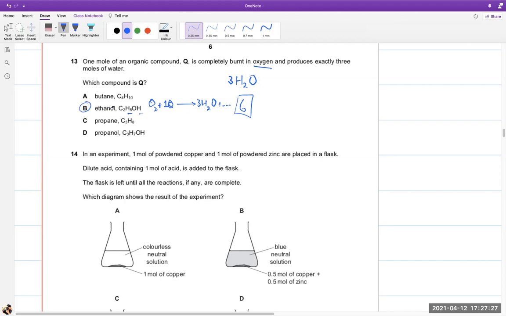Only B. If you burn A, you have 10 hydrogen atoms, you will get 5 water. If you burn C, you have 8 hydrogen atoms, you'll get 4 water. And this has 8 hydrogen atoms, you'll get 4 waters again. The only one that produces 3 water is this one.